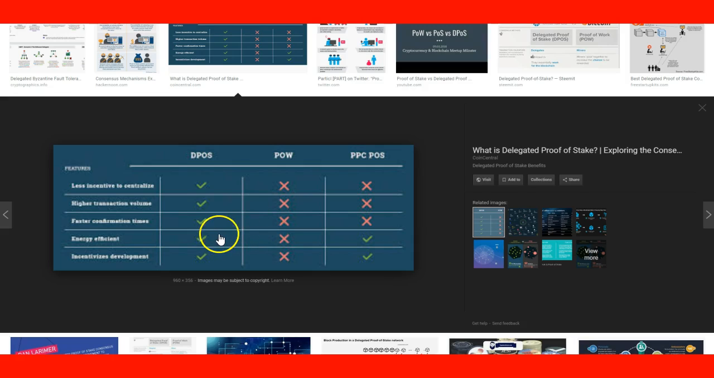Energy efficient, obviously, delegated proof of stake has a check mark, proof of work has an X, and proof of stake has a check mark. And I kind of went over that earlier, so we understand that.